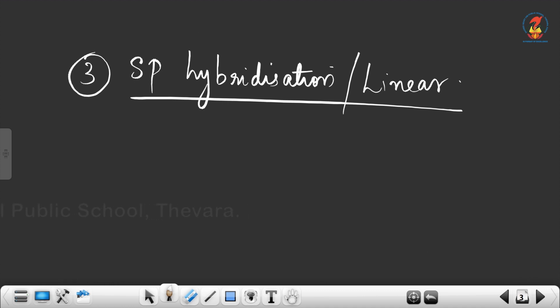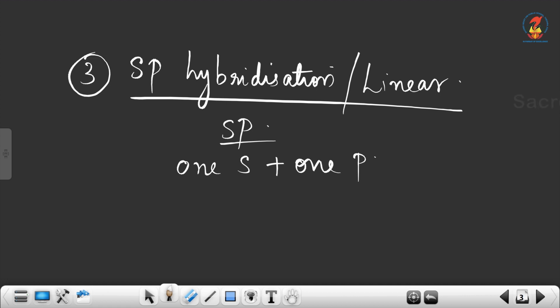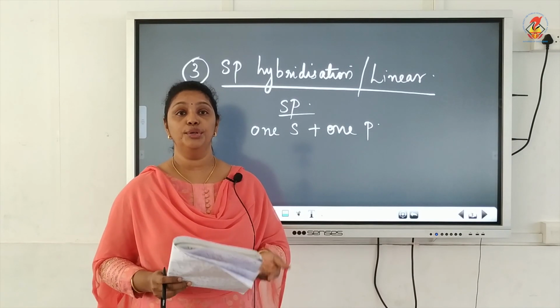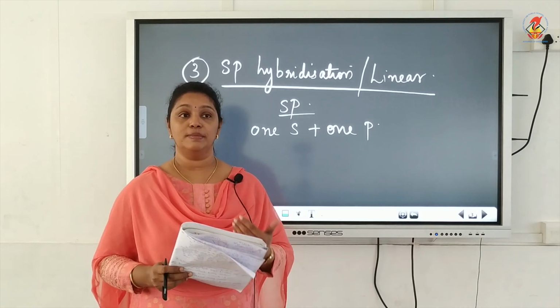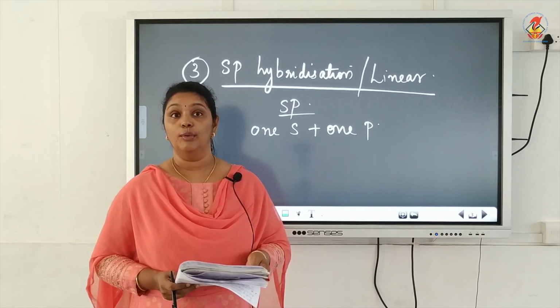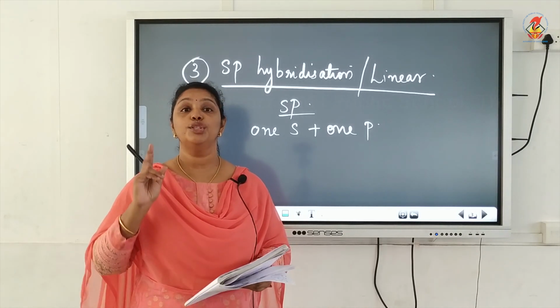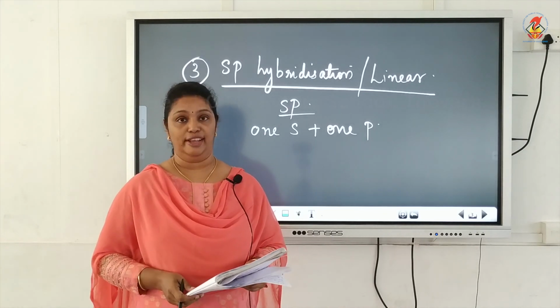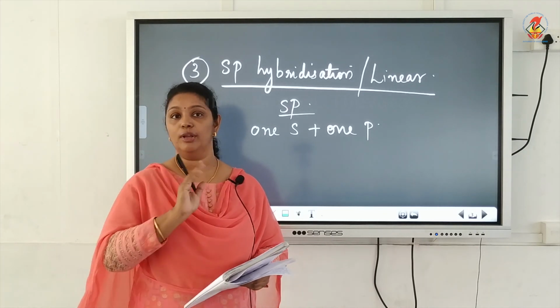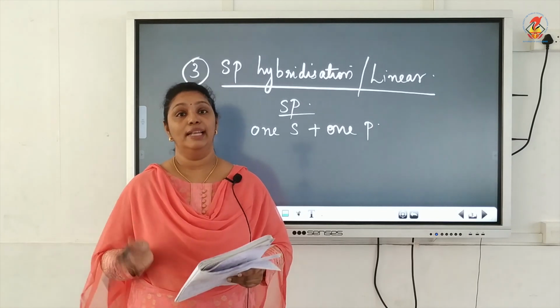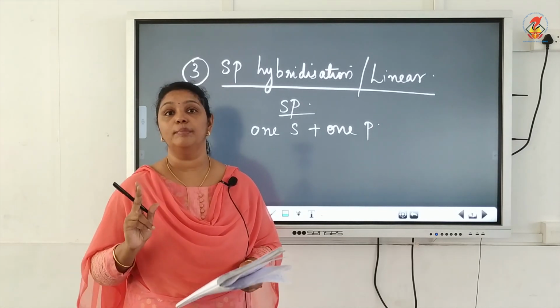Sp or linear hybridization. Now from the name itself, sp hybridization means which orbitals are involved? One s orbital and one p orbital will hybridize to form two new hybrid orbitals called sp hybrid orbitals. Now you can see only one p orbital is involved in hybridization. We have two free p orbitals left. Okay, only one p orbital is involved. Two p orbitals are left and they are called the unhybridized p orbitals.